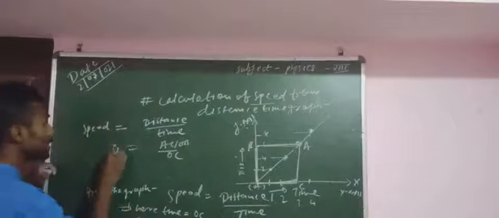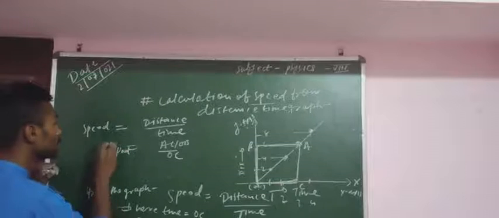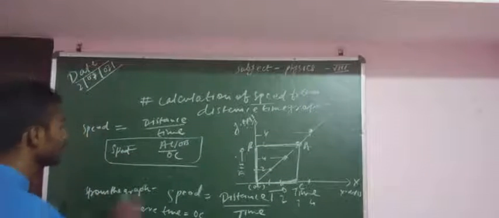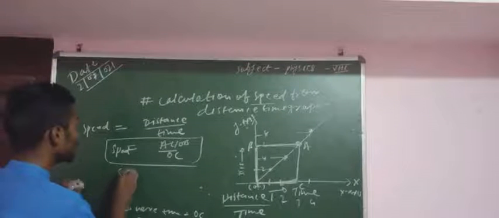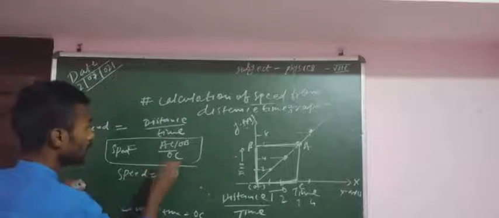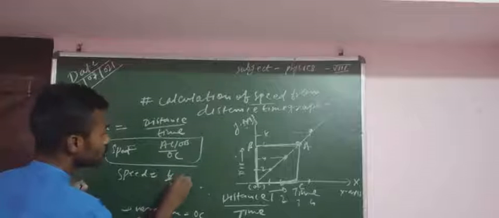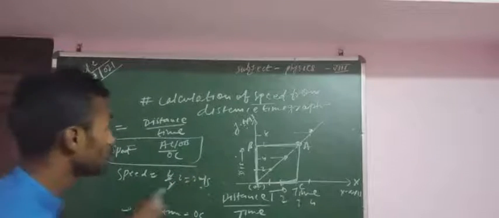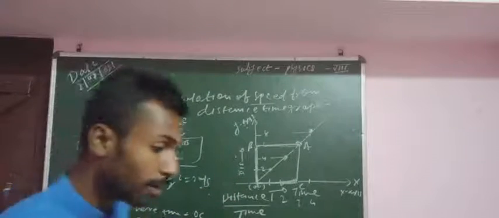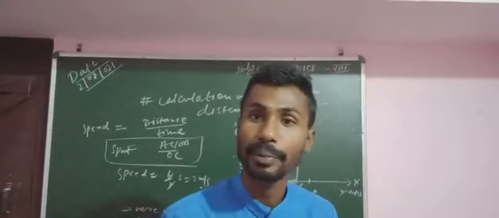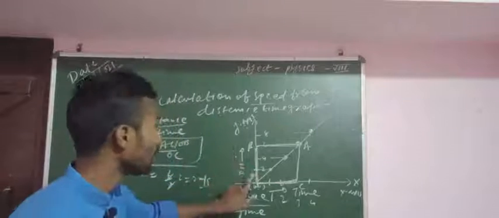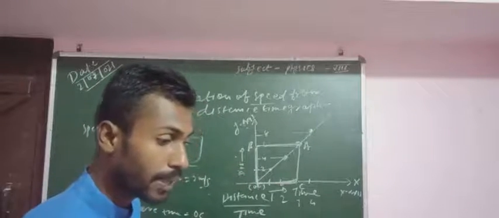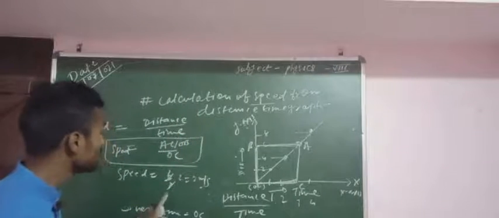So that means speed will be equal to AC or OB by OC. Mathematically, speed will be equal to what? 6 by 3, that means 2, equals to 2 meter per second. 2 मीटर पर सेकेंड. तो with the help of this distance time graph we can calculate the speed of the body.